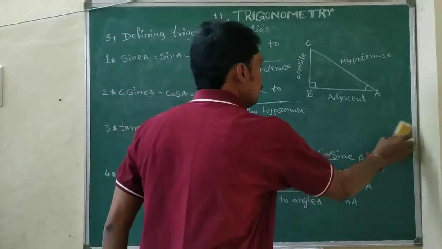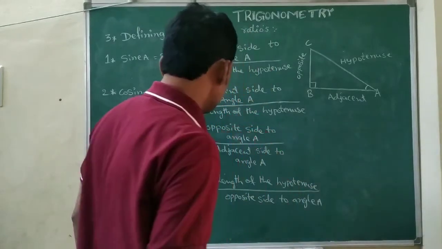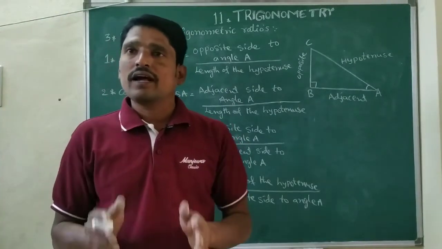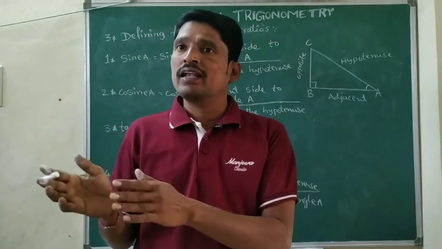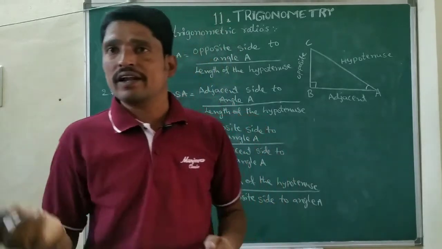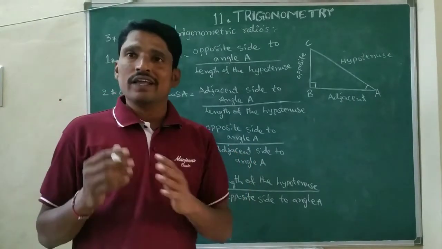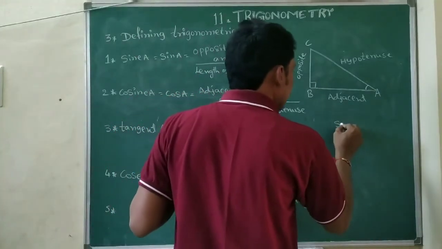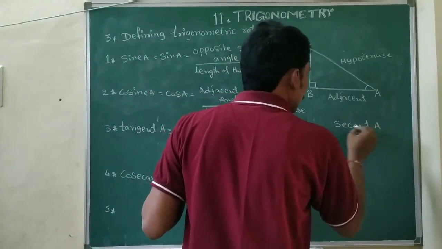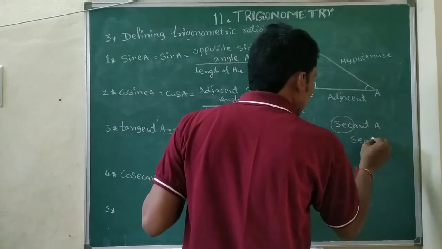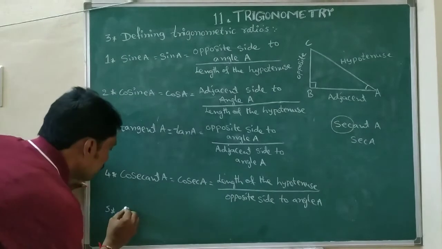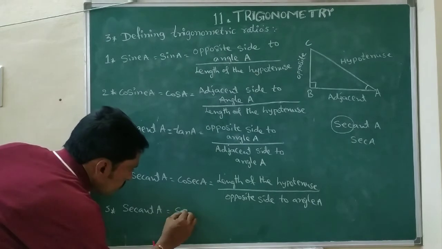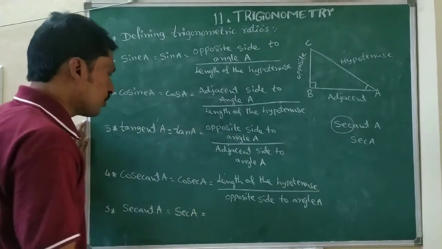Next, the fifth one. The ratio of the length of the hypotenuse and the adjacent side of an angle is constant in all similar right triangles. Then the ratio we can take as secant A, S-E-C-A-N-T. So the first three letters we are taking as sec A. So the fifth one is secant A equals sec A. So what is sec A?